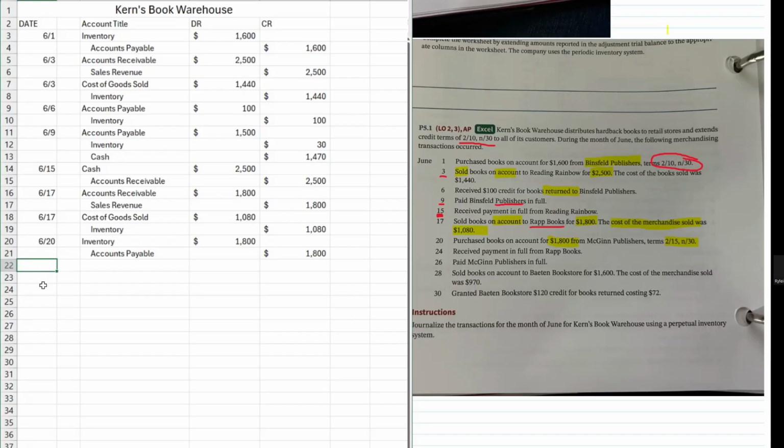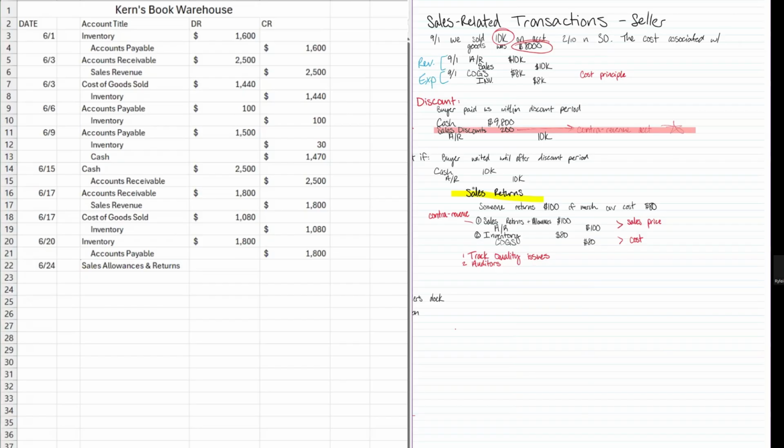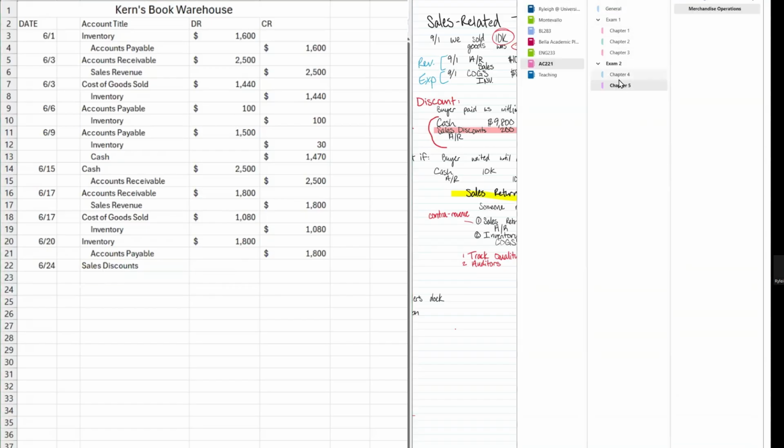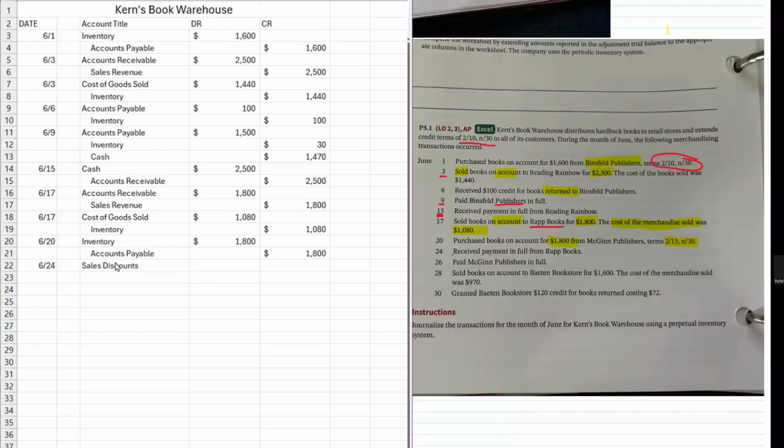So, how we do that is... accounts. Nope. We're doing something. Sales allowances and returns, right? Well, I gotta check my notes real quick. Okay, sales discounts. Oh, no, we just do sales discounts. I get mixed up between them. So, teaching. Okay. Sales discounts.